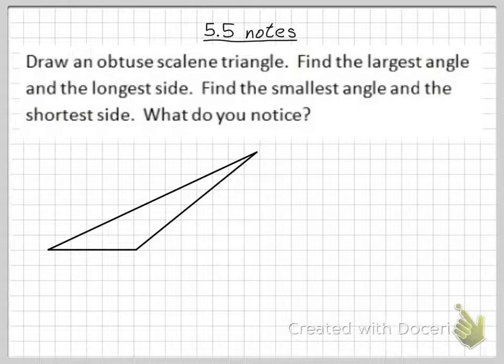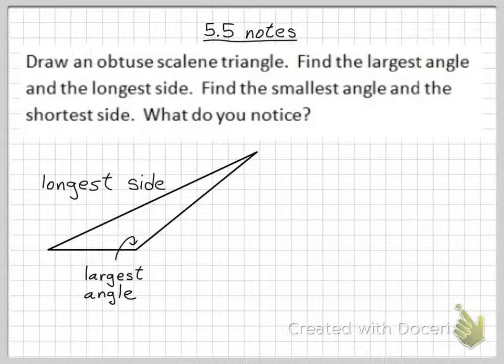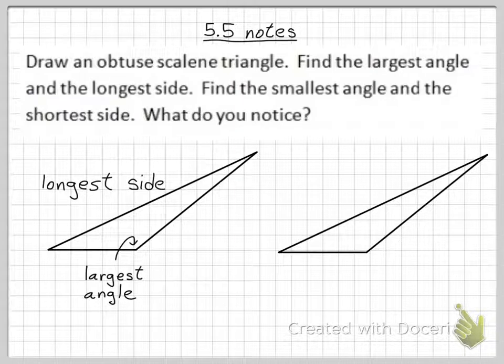So this is the obtuse scalene triangle that I've drawn, and I'm going to look for the longest side. I can just do that visually. No need to bring out a ruler or anything like that. You can just visually see that that is obviously the longest side. And similarly, you can see that this is the largest angle. After all, it's the only obtuse angle in the triangle, and clearly the other two are acute, so it must be the largest angle. And now I've copied and pasted the exact same triangle right here.